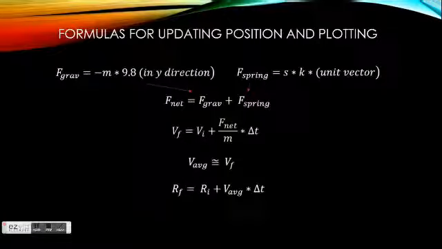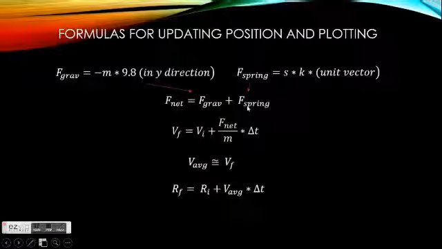The formulas we're going to use for updating the position and then plotting the spring: first we need to get the gravity force and the spring force. We know that gravity is just mass times little g, which is 9.8, and that's in the y direction only, negatively pointing down. Then also we have F spring, which is going to be S, which is the relaxed length minus the length it's stretched to, times K, which is the spring constant, times the unit vector. So this means whichever way the force is along the spring, pointing towards its stationary point. So our F net in this lab is only going to be F grav and F spring.